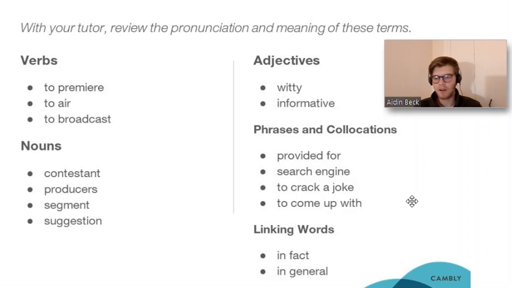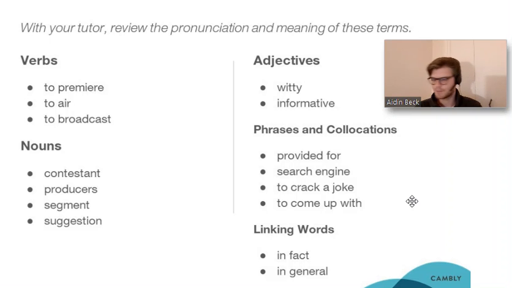To air is basically when something is put on TV. So the movie was aired on Channel 3. But nowadays, we would probably talk about something airing on YouTube. So his video was aired on YouTube. Basically, his video was shown on YouTube. Or his video premiered on YouTube yesterday. So that means it came out yesterday on YouTube.